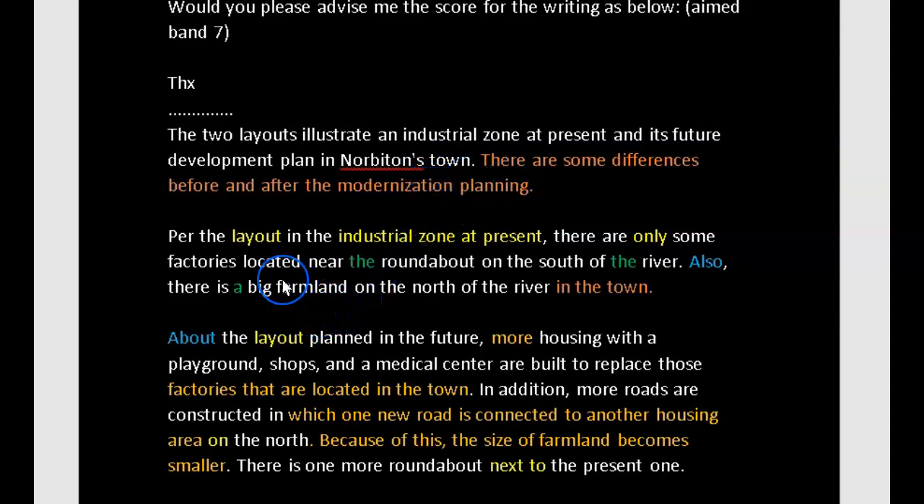Right. Now, yellow is word choice. Layout. Third word. Layout. Third word. You use the same word 3 times in the first sentence of each paragraph. It stands out. You need to make a stab at using a variety of different lexical items, vocabulary. Okay, per the industrial layout in the industrial zone at present. See, it's not summarizing, because you're using words that are being repetitive and taken right from the instruction.